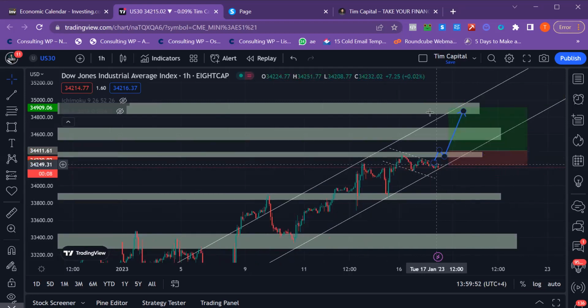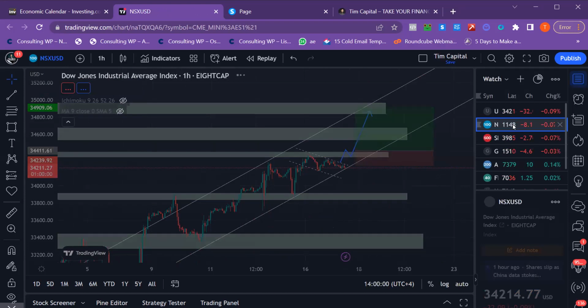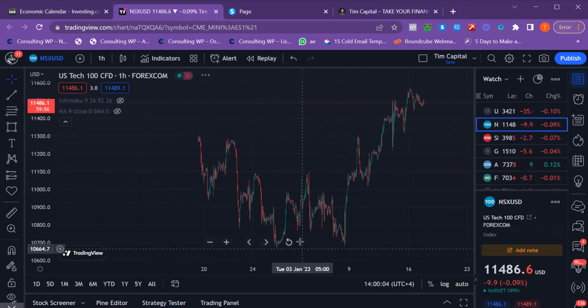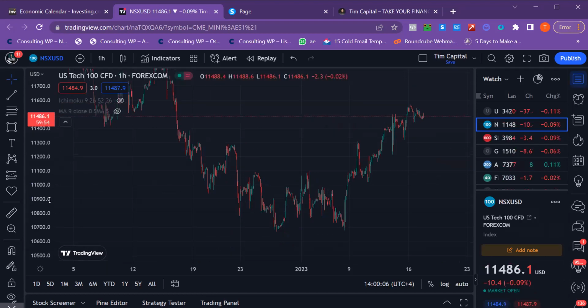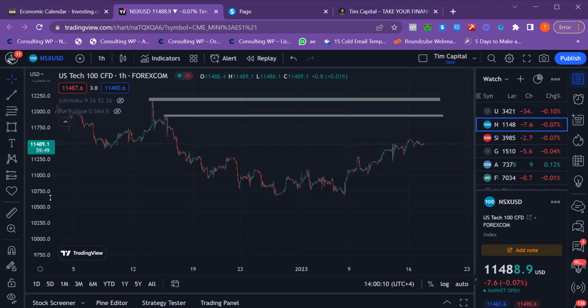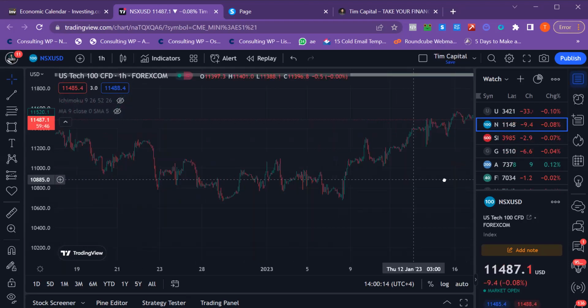So this was the first one that we have here for the US30. Now let's go to the second one. I think the second one is with the NASDAQ. Now, you know, the US30, the NASDAQ, and the S&P, most of them are going to move in the same direction. And you can even see the picture here. You can see that the picture is just the same.